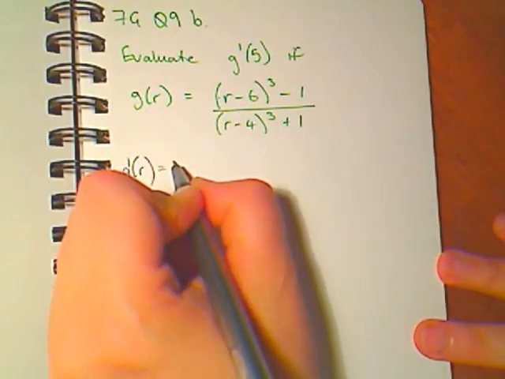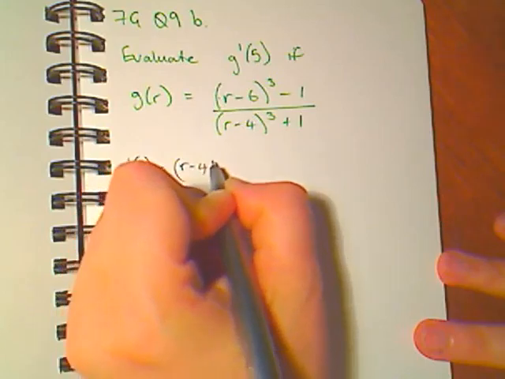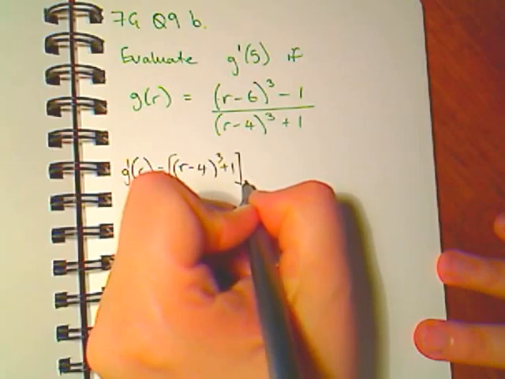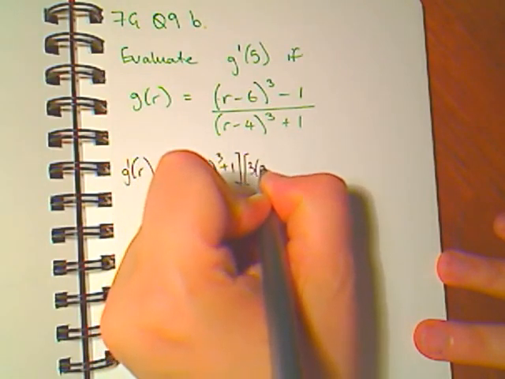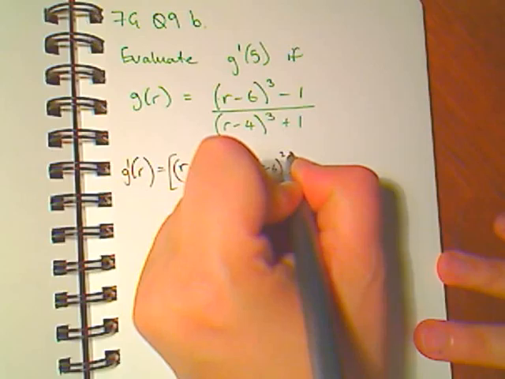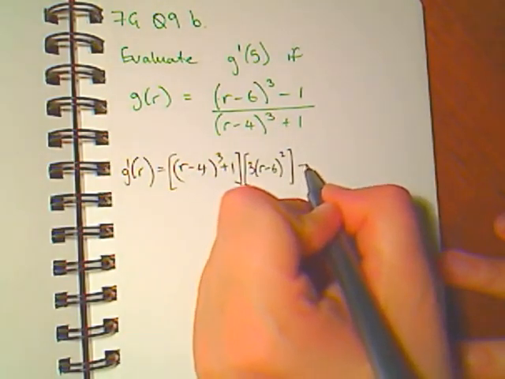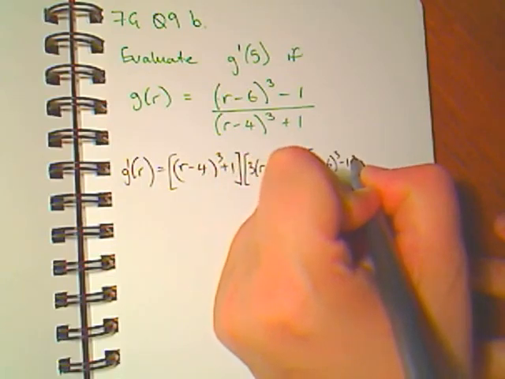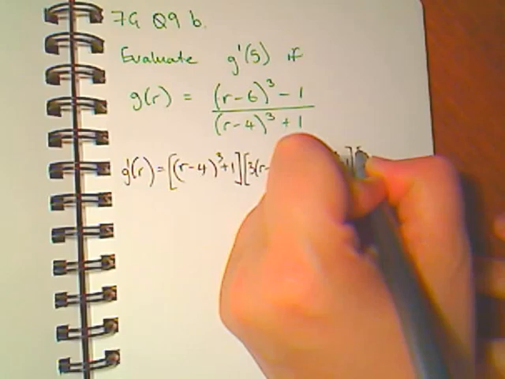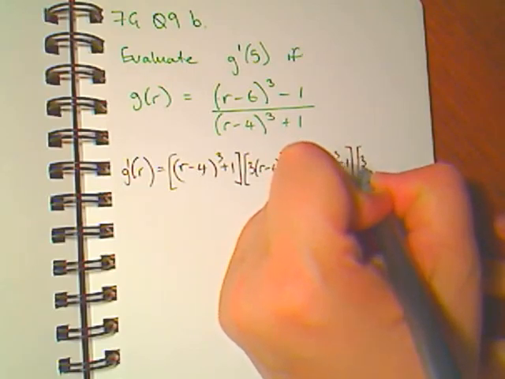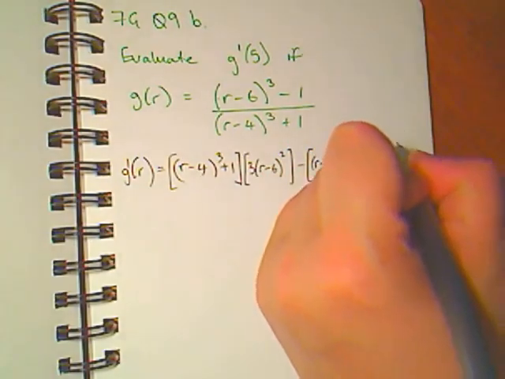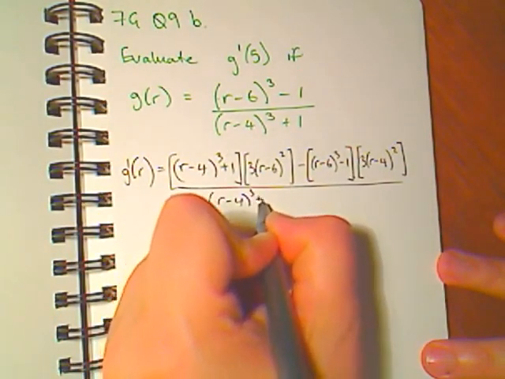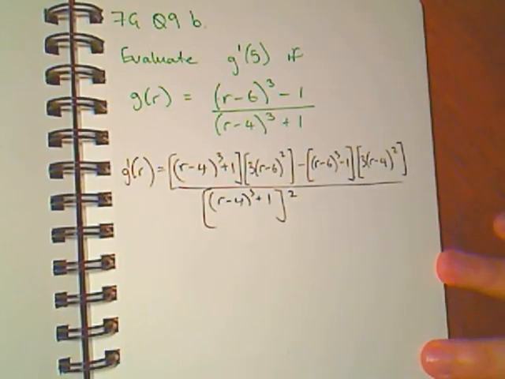What have we got? The bottom times the derivative of the top, minus the top times the derivative of the bottom, all over the bottom squared. And look at that.